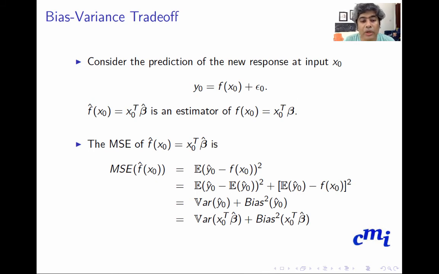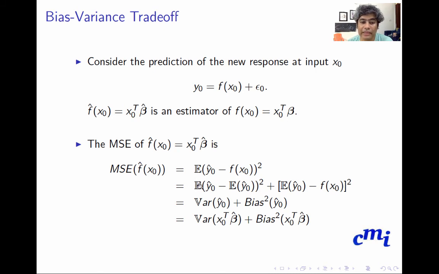So that brings us to the concept of what is called the bias and variance trade-off. Consider the prediction problem for a new response at input x naught, so y naught equals f of x naught plus epsilon naught. I want to estimate f of x naught, which is x naught transpose beta, and f hat of x naught is x naught transpose beta hat, an estimator of x naught transpose beta. Now, if I know this is the estimator, I can compute the mean square error. The mean square error is y naught hat minus f of x naught, and we can add and subtract the expected value of y naught hat and then apply the a minus b whole square formula.